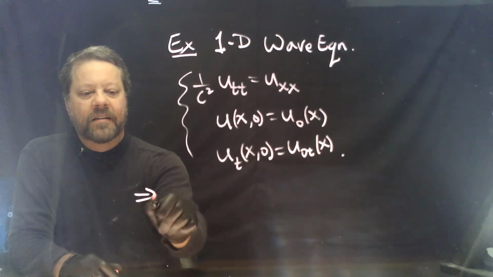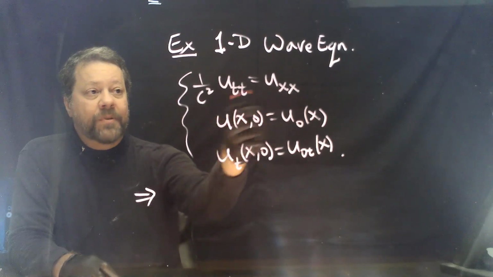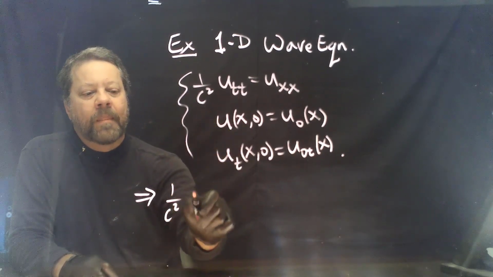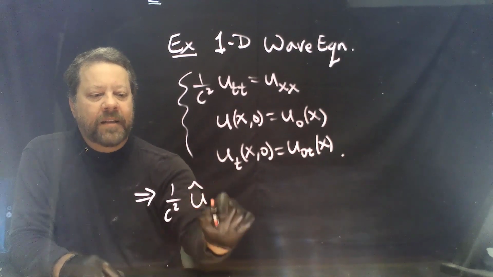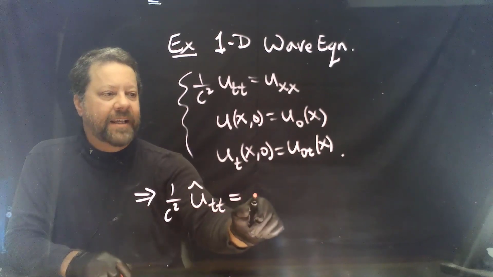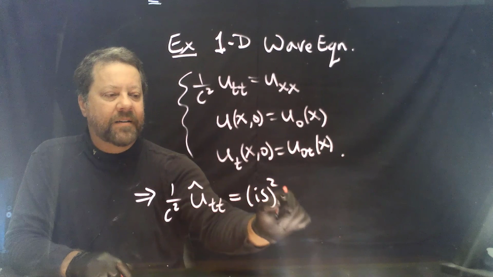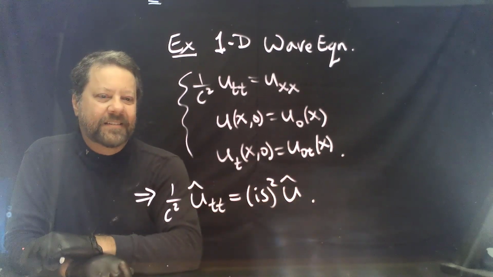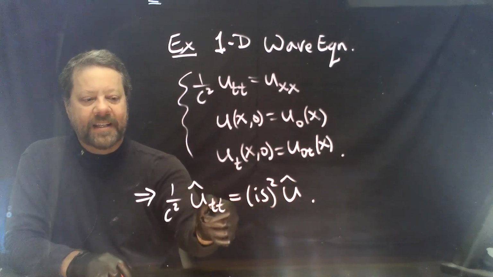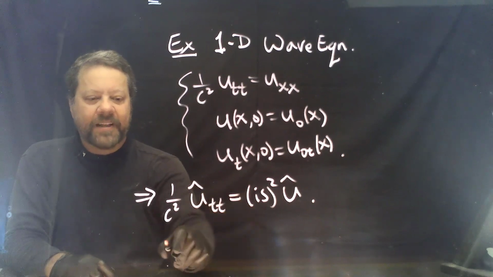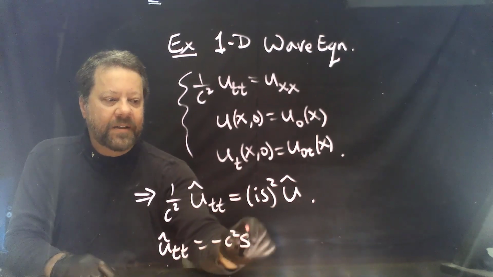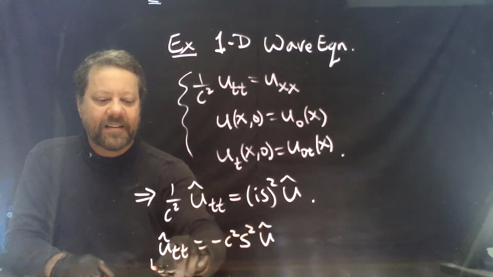Applying the Fourier transform to both sides of this equation, because of linearity, the 1 over c squared will come out, and we'll get the second order time derivative of u hat. We get over here minus s squared times u hat. So now we solve for this ordinary differential equation in t. So we have then u hat_tt is minus c squared s squared u hat.